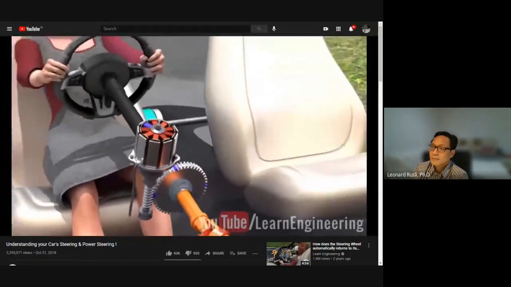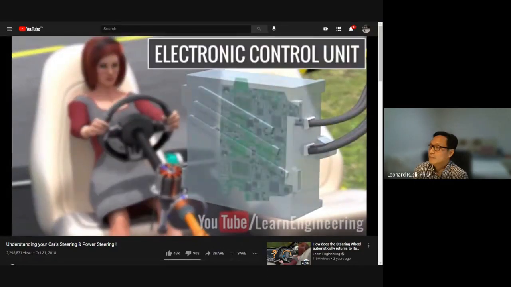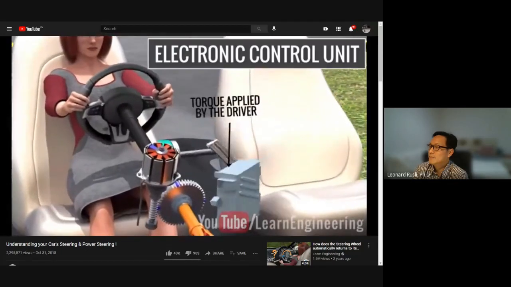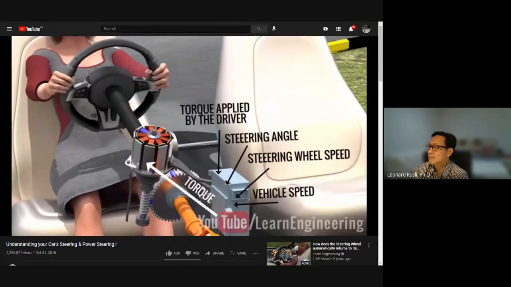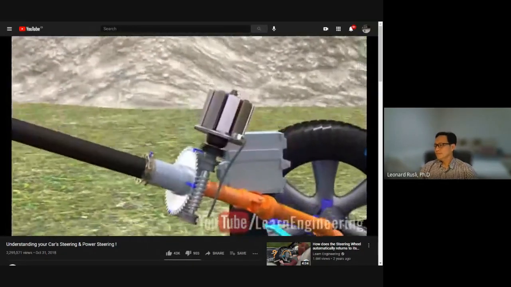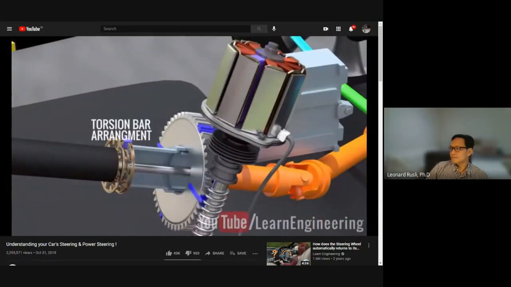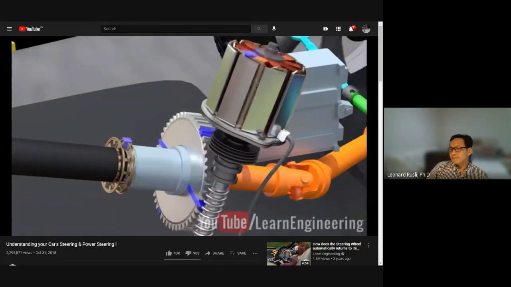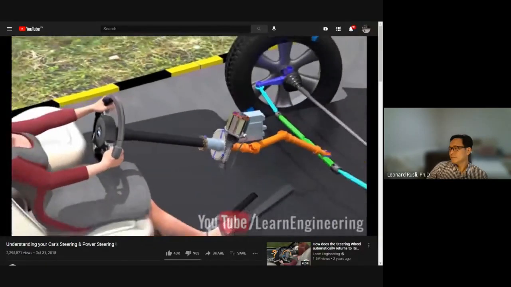An electronic control unit decides the amount of power the motor should transfer to the column. The ECU takes the following inputs, such as the torque the driver has applied to the steering wheel, the steering angle, the steering wheel speed, and the vehicle speed, and then decides the appropriate torque to be supplied. A Hall effect-based sensor and torsion bar arrangement is used to measure the driver's torque input. Due to the motor's power assistance, the steering wheel rotation becomes effortless for the driver.